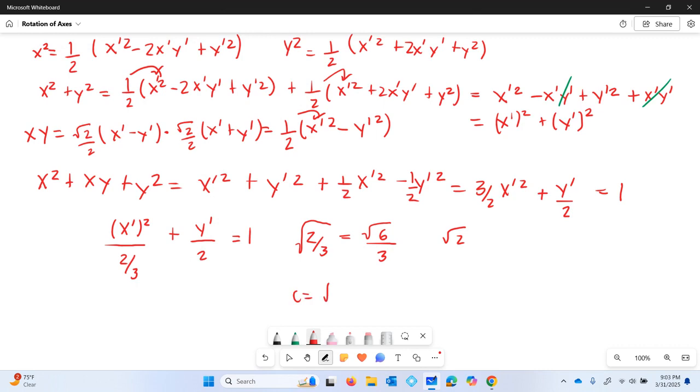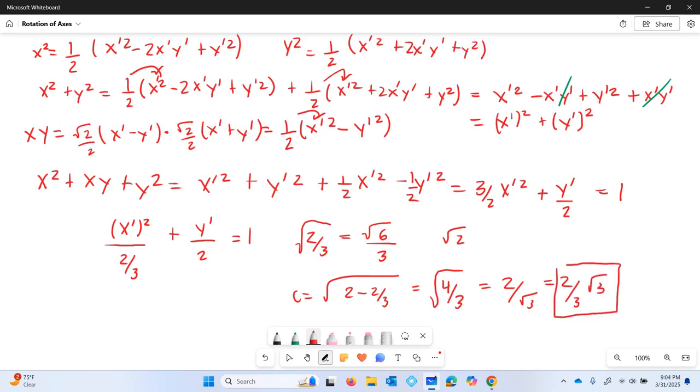c is equal to the square root of 2 minus 2/3, which in this case is going to be 4 over 3, and you take the square root of that. When you do this, you end up with 2 over root 3, which is equal to 2/3 root 3. So here we know what a is, and here we know what b is. But in this case, we know what c is as well.